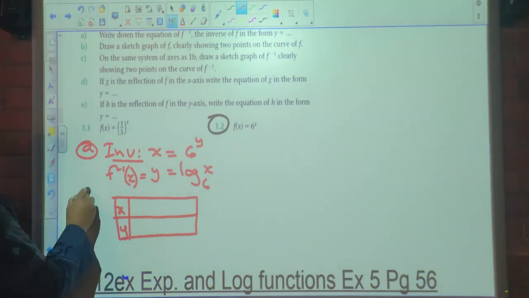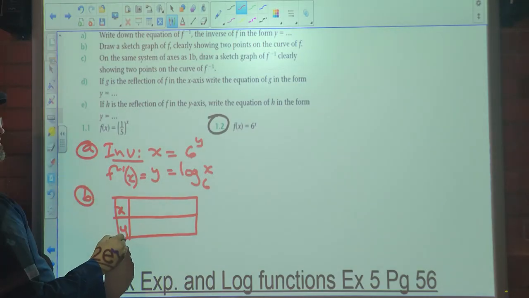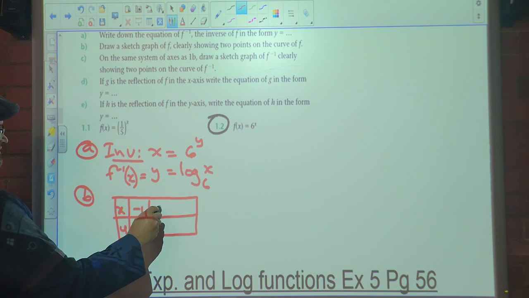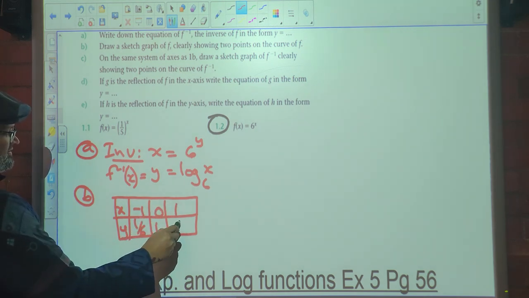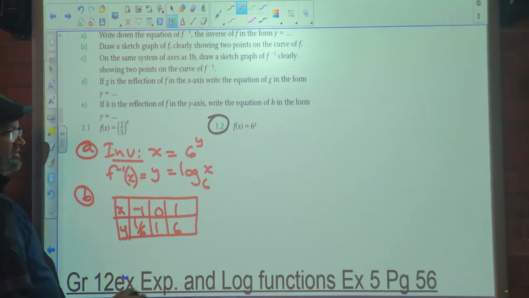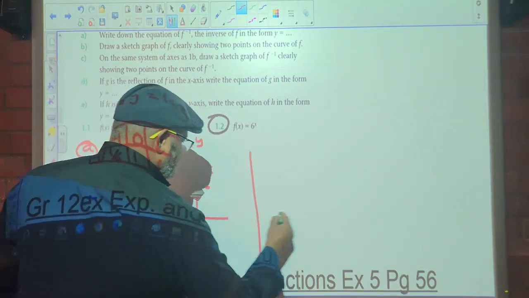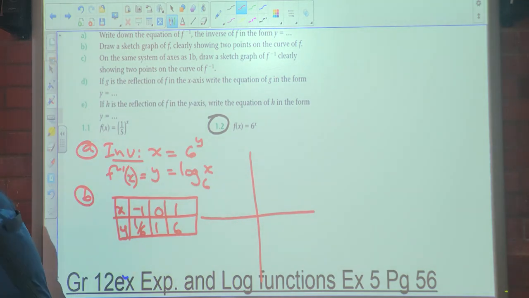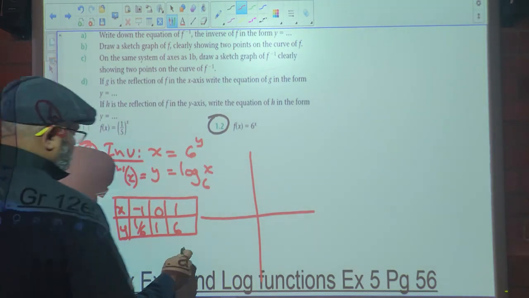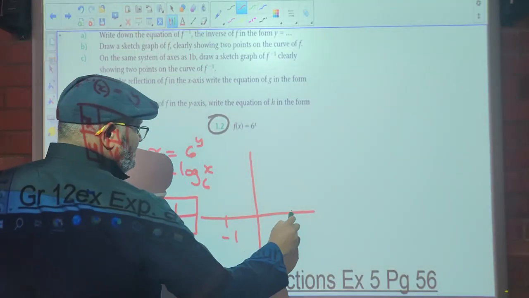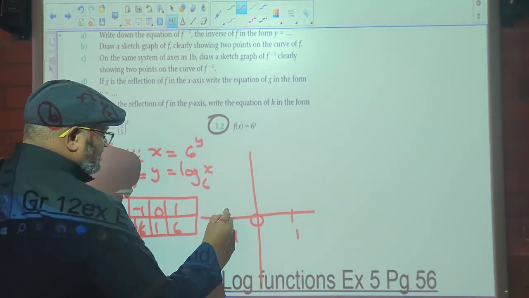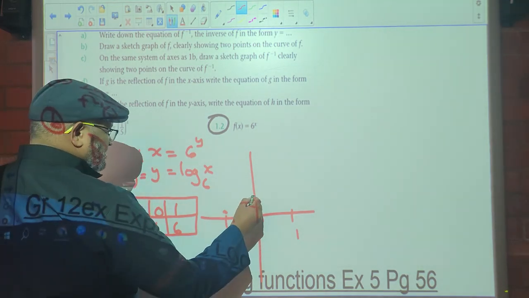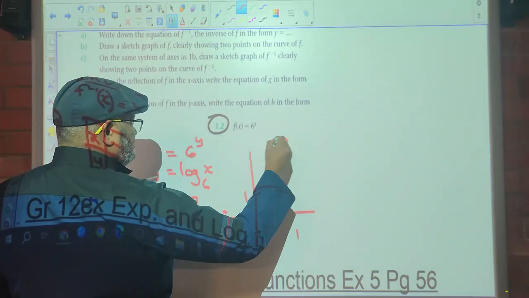Okay? We either wanted to draw one over 6, 1 and 6. Alright, so let's do that. That's going to be negative 1, 0 and 1. So negative 1 gives you 1 over 6, 0 gives you 1, and 1 gives you 6, of course.